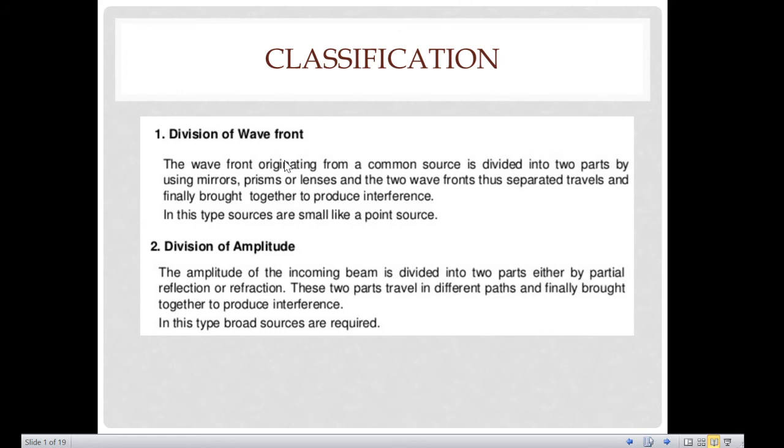And the second classification is division of amplitude. In this case, the amplitude of the incoming wave from a monochromatic source is divided into two parts, either by partial reflection or refraction. These divided beams reunite after traversing different paths and interfere. The Newton's rings, Michelson's interferometer, wedge-shaped films, etc. devices are based on this principle.